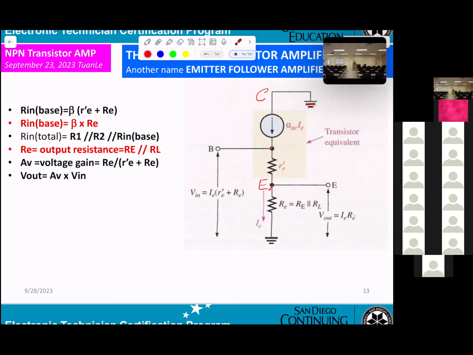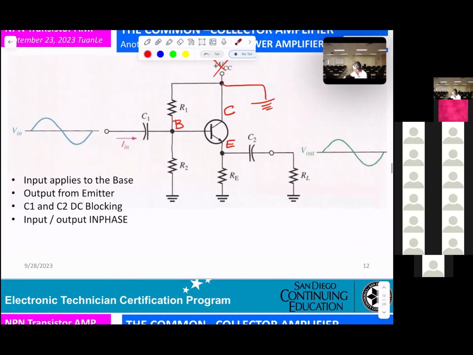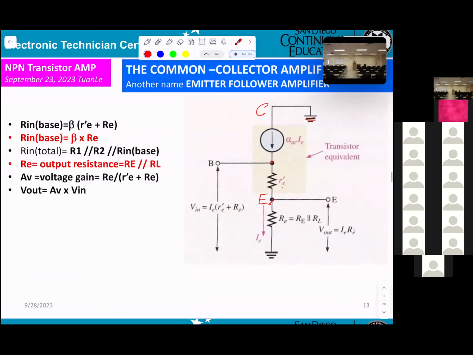And R in total. That means from the base, you get R1 parallel R2. Same thing, R1 parallel R2, and also parallel R in base. And R in base equals beta times RE.